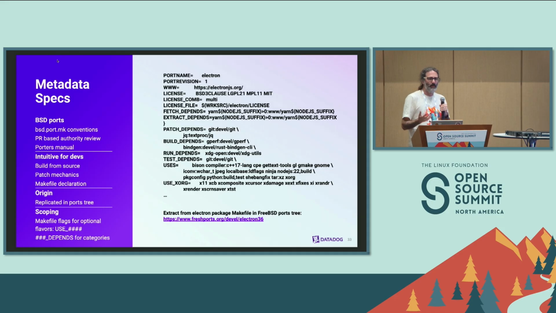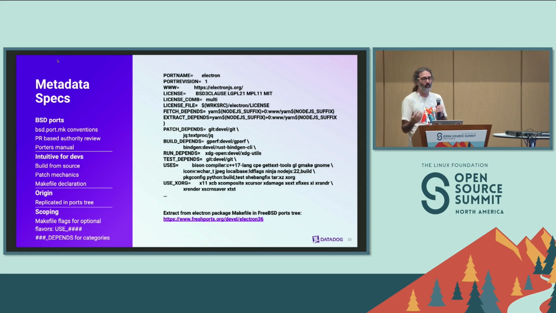So, some examples of what package management metadata looks like and the process. One of the first package managers was BSD ports, back in '93 or so. It was based on conventions in makefiles. There is a central authority that is based on PRs. And the specification is the Porter's manual. It's a very long manual with all the details of how you build a package.